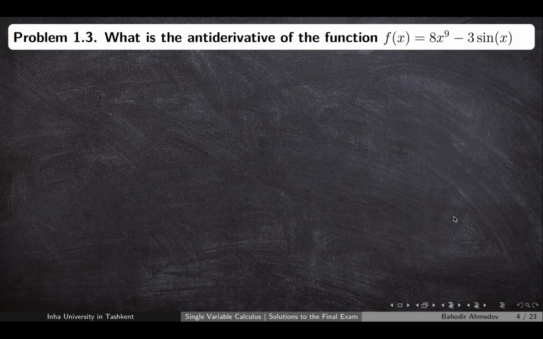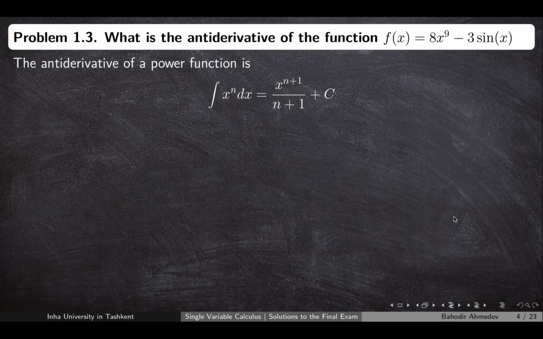Problem number 3, we need to evaluate the antiderivative of this function, which is really straightforward. In order to find the antiderivative of the first term, I need to know how to take the antiderivative of the power functions. The antiderivative of the power function x^n is going to be x^(n+1) over n+1. And the antiderivative of the sine is going to be minus cosine.